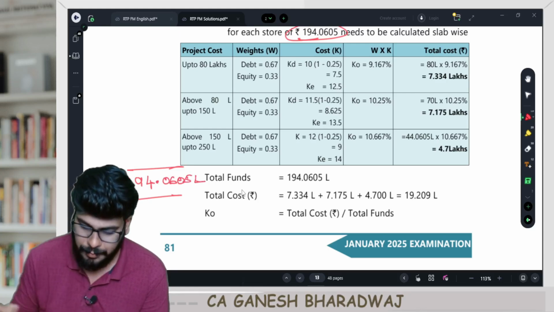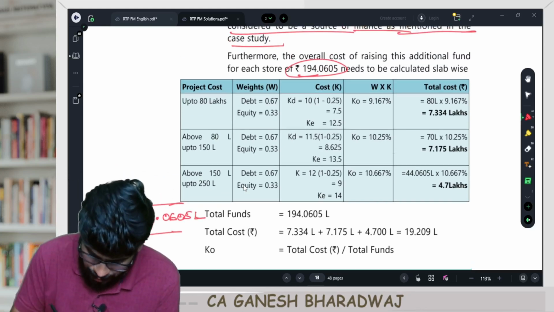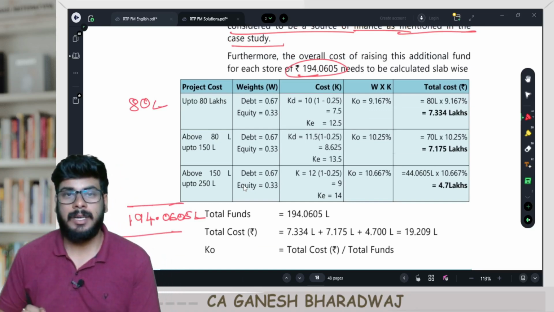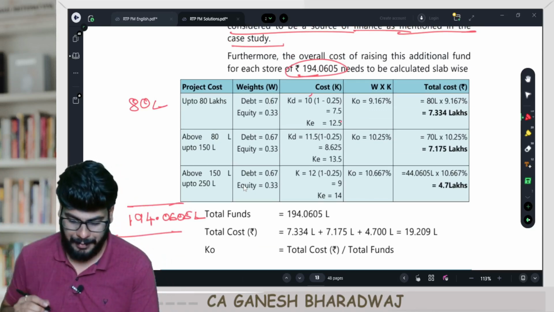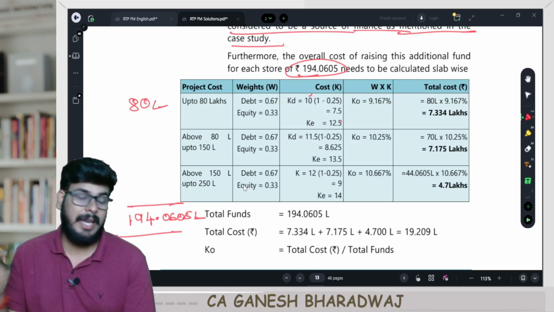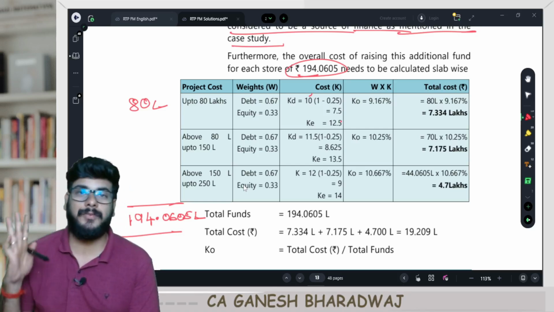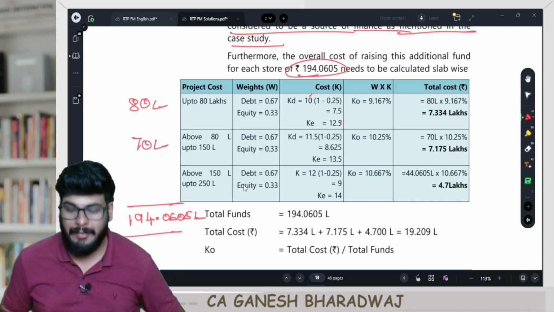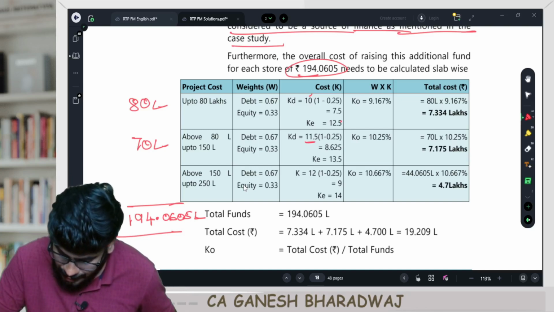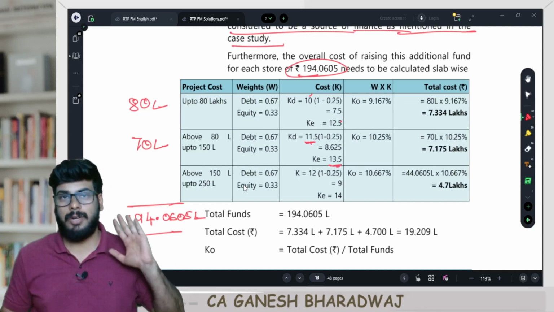194.0605 lakhs. Correct? Now, for the first 80 lakhs, the KE and KD is different. It's given 10 and 12.5, right? Then above 80 but up to 150, meaning for that extra 70 lakhs, there is a different KD, different KE. Are you clear with this?